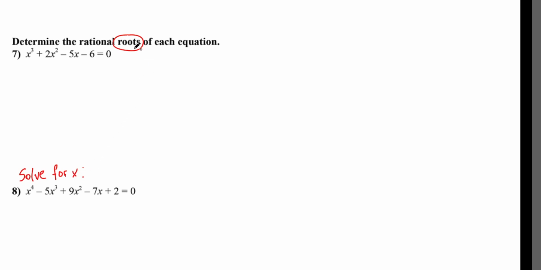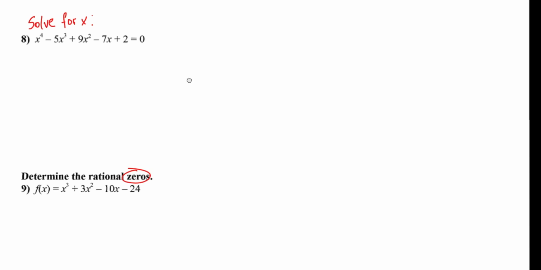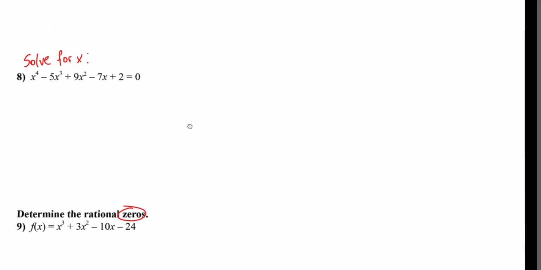We got a couple ways we could say that. We say find the roots or determine the roots. What's another way that they could ask you to solve for the roots or solve for x? Find the what? The zeros. All that means the same thing. Okay, so that's what we're trying to do. Everybody with me?